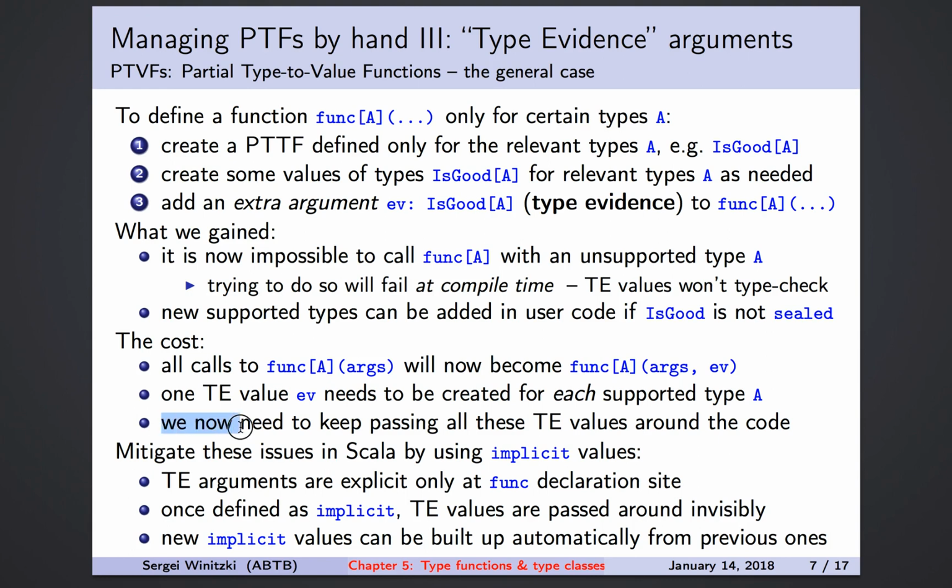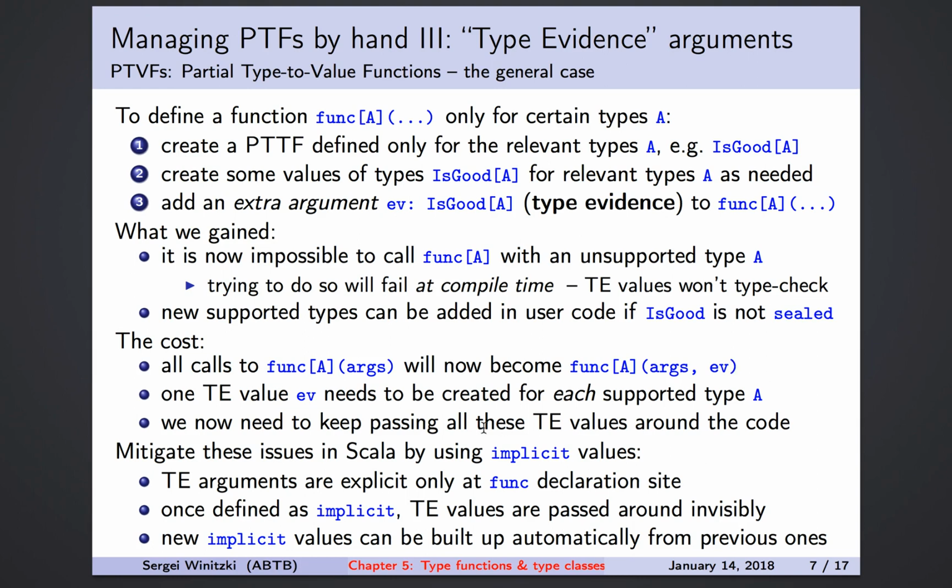And finally, all these evidence values have to be passed around all the time, because you call these functions in different places in your code, and they have to get these type evidence values. You created these values in one place, but you have to pass them all around your code whenever they're needed. So that's a lot of extra work if you want to use these functions many times in different places of your code.